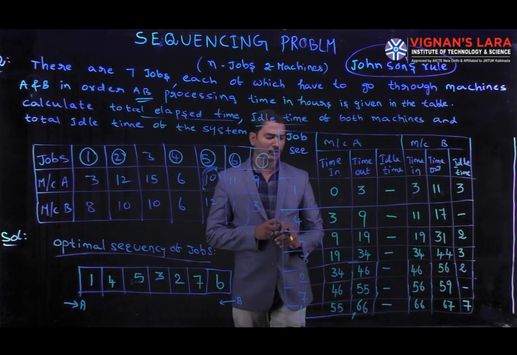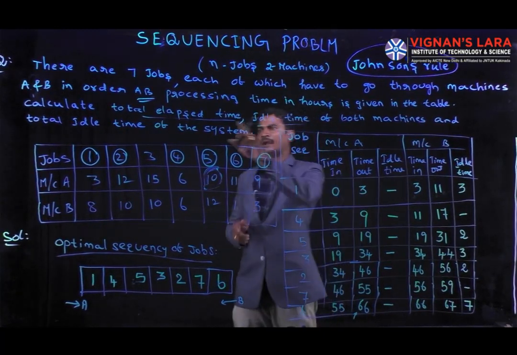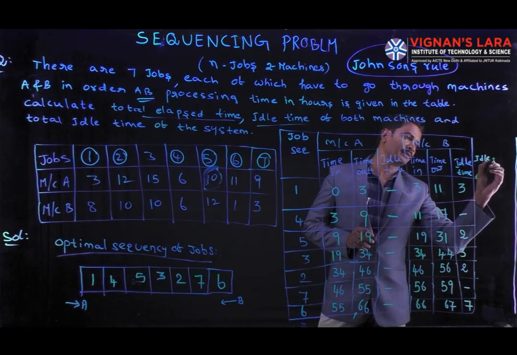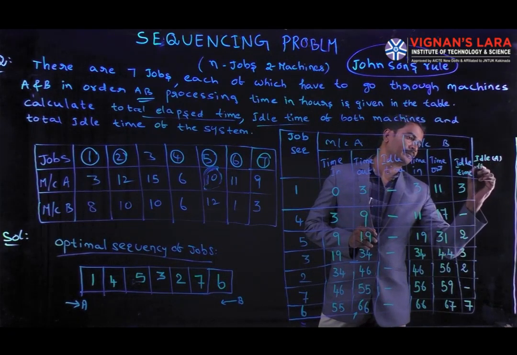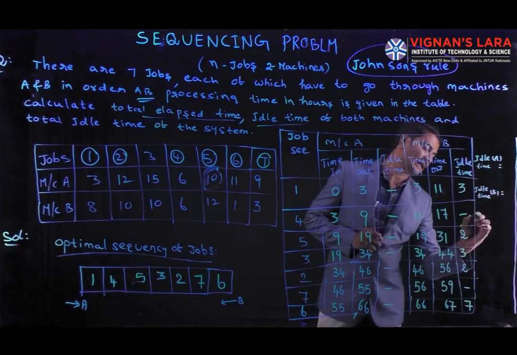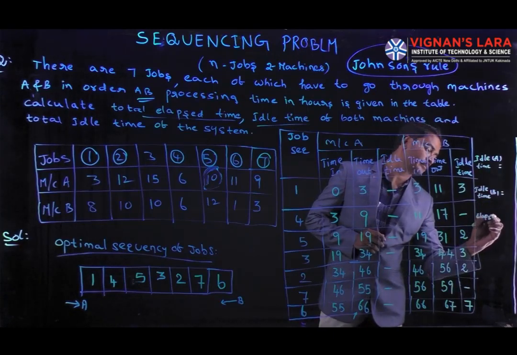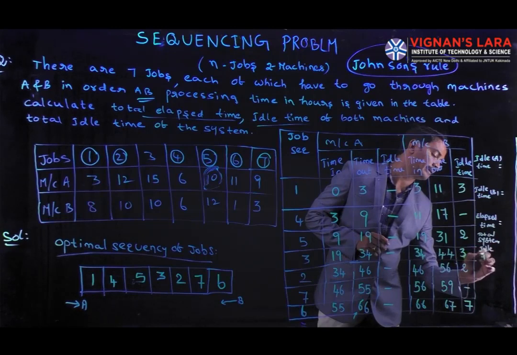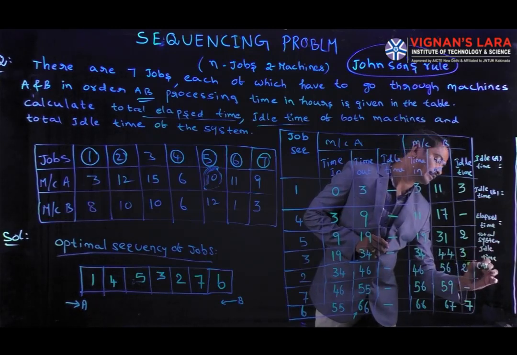Okay. Now we are going to calculate the idle time and total elapsed time. Here I am going to calculate the idle time of machine A, and the idle time of B, and the elapsed time, and the total system idle time. Now we are going to calculate this.